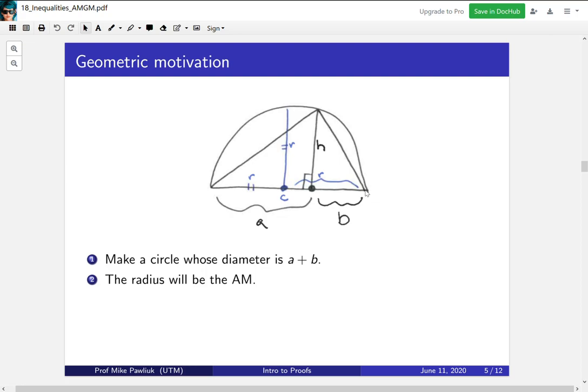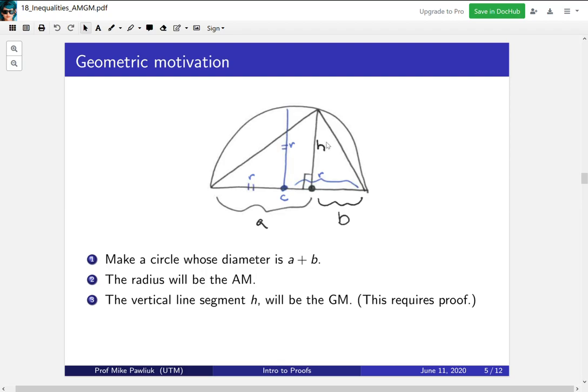So the radius here will be the midway point, which is the average of the two, (a + b)/2. So the arithmetic mean shows up very naturally as the radius. Now, if you go to the point where a and b connect and you draw a perpendicular that goes straight up and meets the circle, it turns out that this quantity will actually be the geometric mean. That requires a proof using similar triangles, which we'll omit, but you're welcome to do on your own if you want.